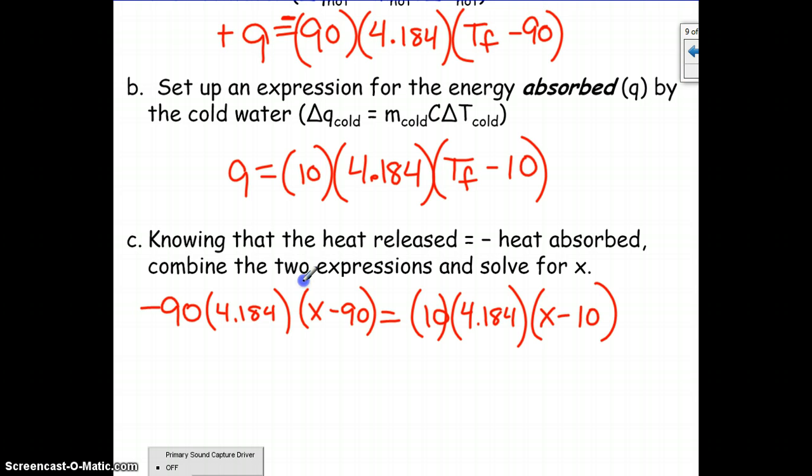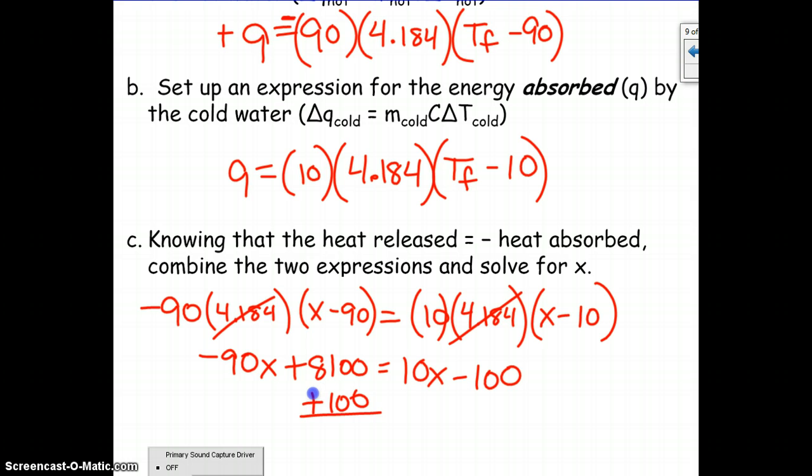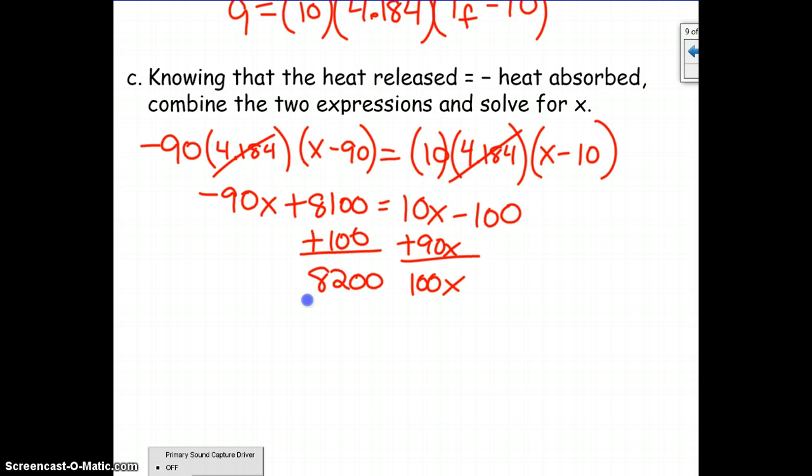Okay, now you're just doing a math problem. So 4.184 is on both sides, so it can cancel. Then we're going to distribute. So we got negative 90x plus 8100 equals 10x minus 100. Combine like terms, so I'm going to move 100 over here and the 90x there. So we get 8200 equals 100x. All right, and then divide by 100 to get x by itself. And the final temperature is 82 degrees. And that was the T final. Okay?